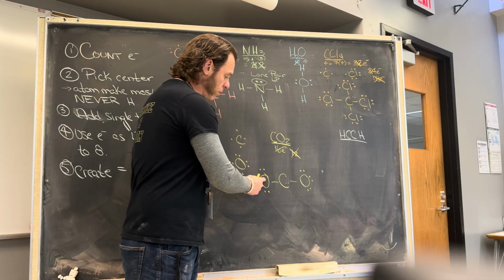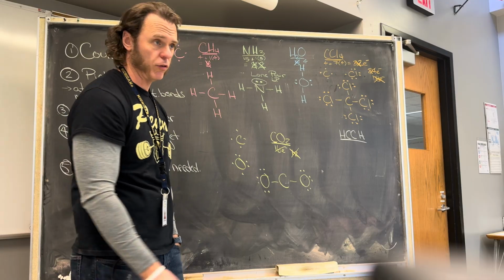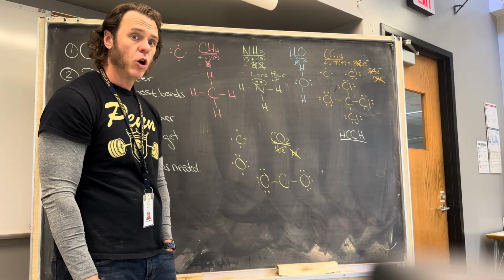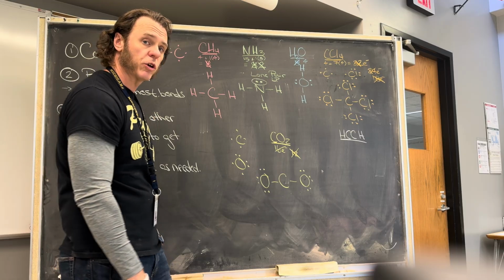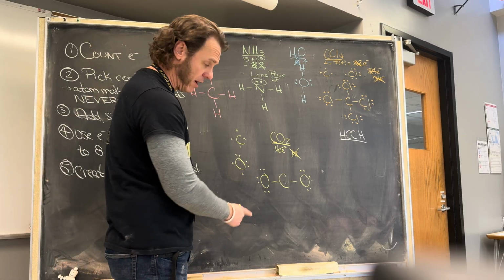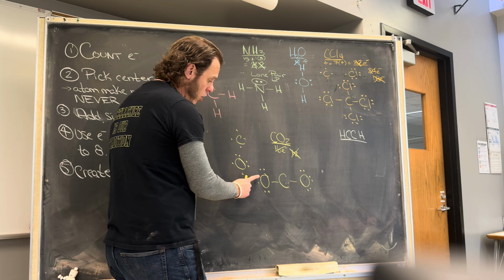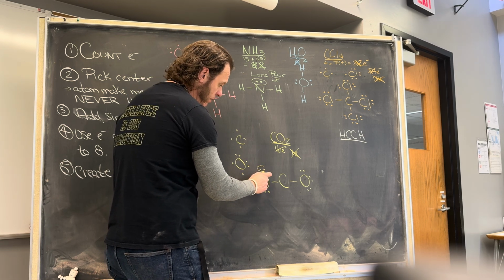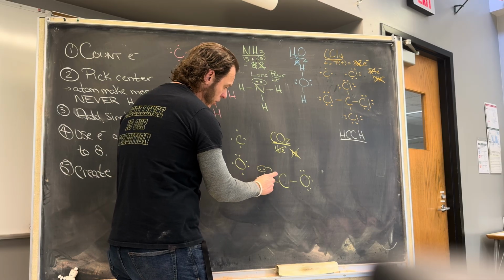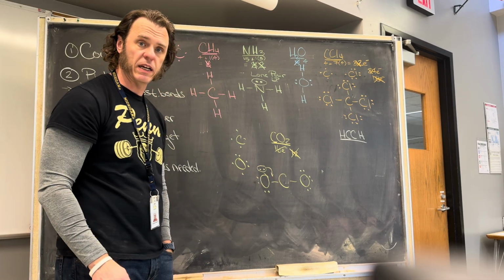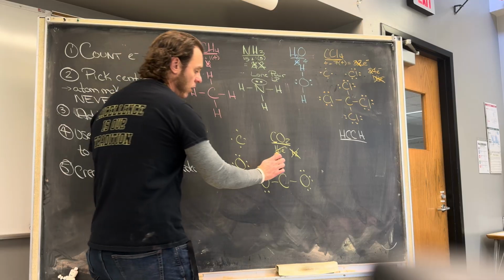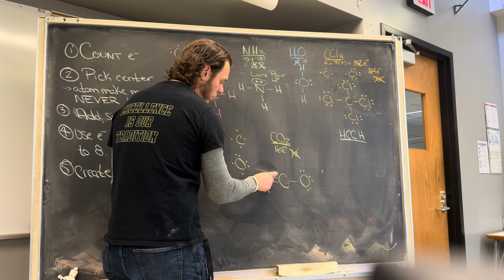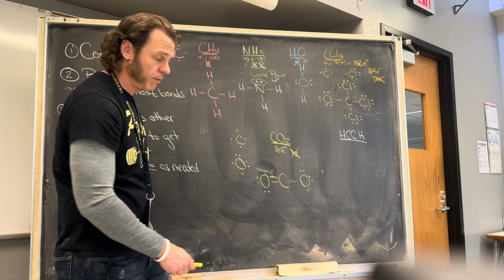The octet rule is complete for oxygen and oxygen. This is wonderful. Is the octet rule complete for carbon? I don't think so. So what we're gonna do is start taking electron pairs, like this pair right here. Actually I'll go with the top one. We're gonna take this pair here, and dump it in between the carbon and the oxygen. When we do that, we get a double bond there.